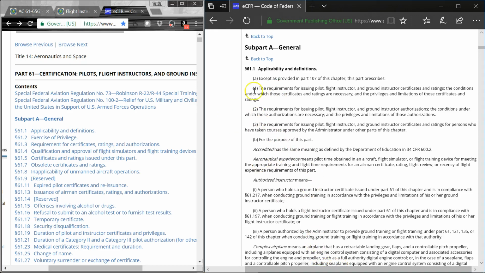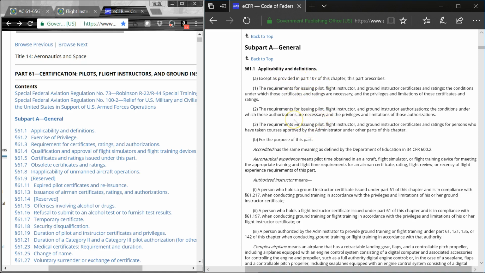Well, we're going to start here on 61.1, so you can see it's right there. Applicability and definitions, and this basically says who does Part 61 apply to? And so it says except as provided in Part 107 of this chapter. Part 107 is your unmanned operators, your drone operators. So a lot of the stuff in Part 61 doesn't apply to the Part 107 guys.